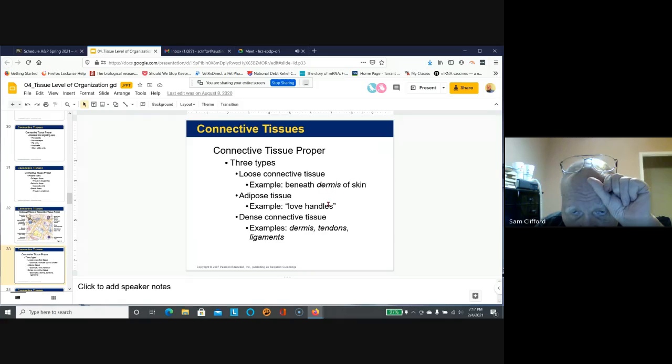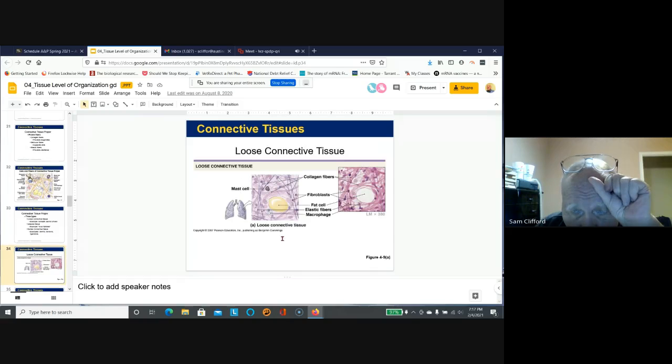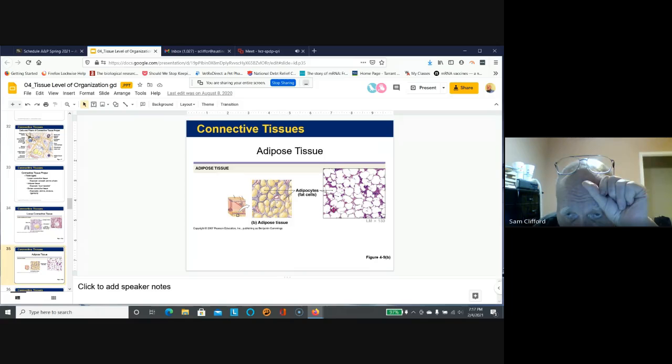Fat tissue is adipose, and dense connective tissue is in the dermis and tendons and ligaments. We'll get an example of that coming up. So here's our loose connective tissue again with collagen fibers, fibroblasts, elastic fibers, and a white blood cell, which is there to make sure there's no bacteria infecting this loose connective tissue. Adipose tissue looks like a network, or a net, and all you see are the cells full of fat.